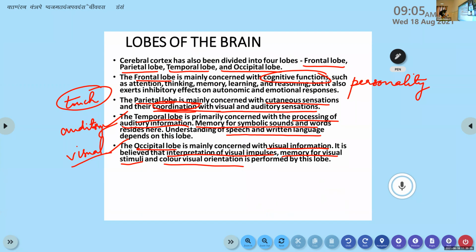Okay. And finally, the lobes of the brain, the 4 lobes of the brain. I think only this much information is given regarding the lobes of the brain. Please check the textbook, page number 51.